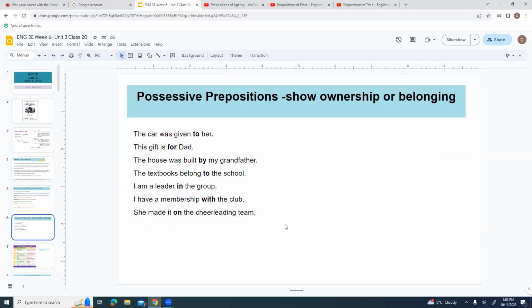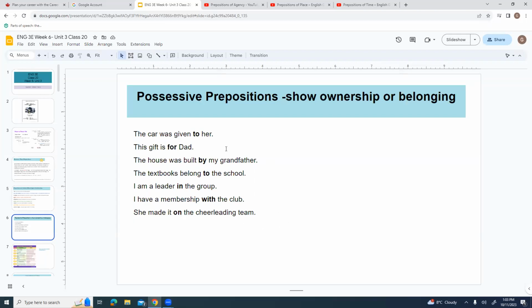Possessive prepositions show ownership or belonging. For example, the car was given to her. Who does it belong to? Her. This gift is for Dad. The house was built by my grandfather. The textbooks belong to the school. I am a leader in the group. I have a membership with the club. She made it on the cheerleading team.